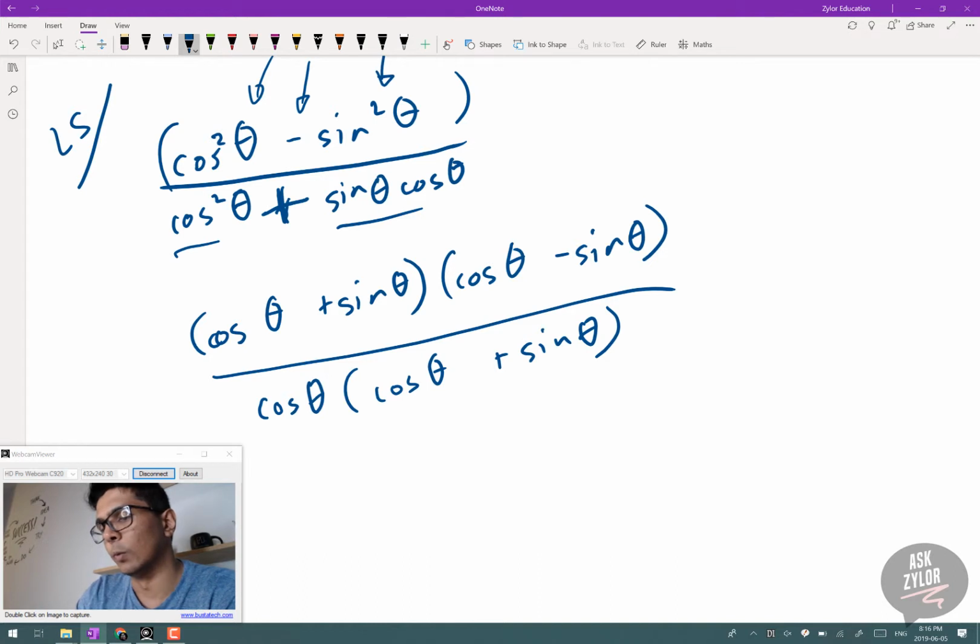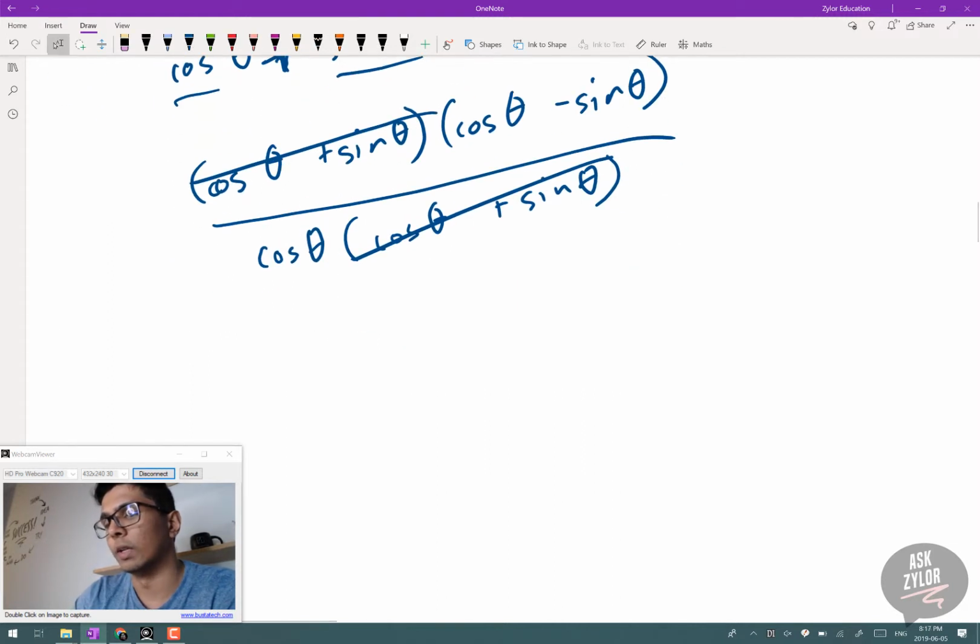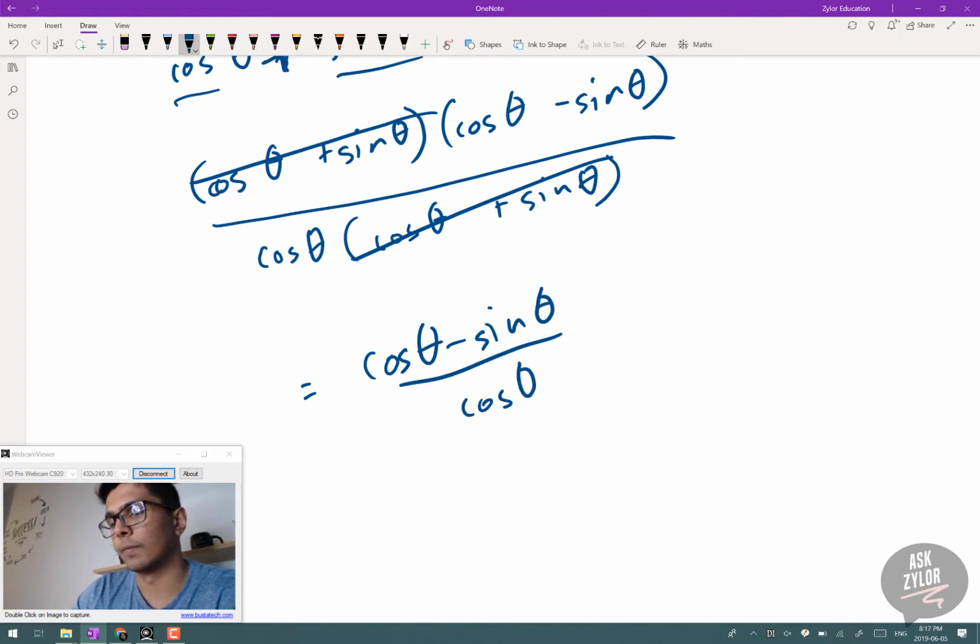Why did we do that? Because now we can cancel out the common term on the numerator and the denominator. So what are we left with? We're left with cos theta minus sine theta over cos theta. I've simplified the left hand side as much as I can.